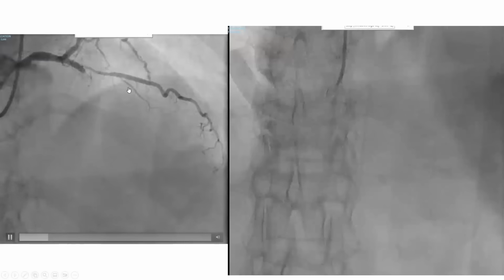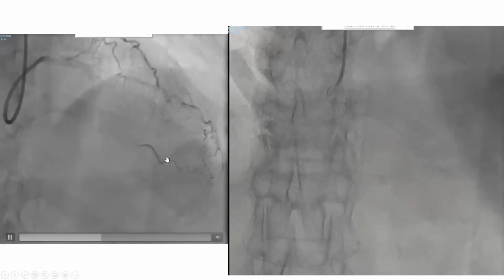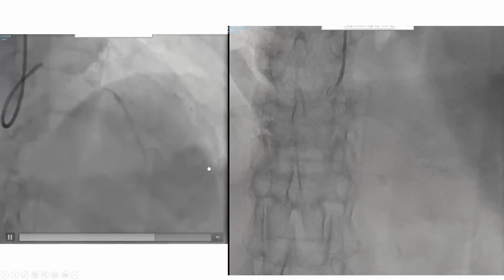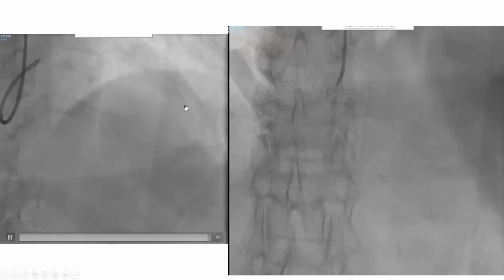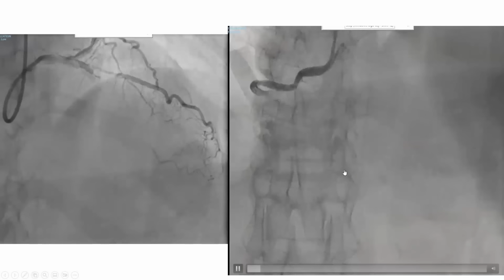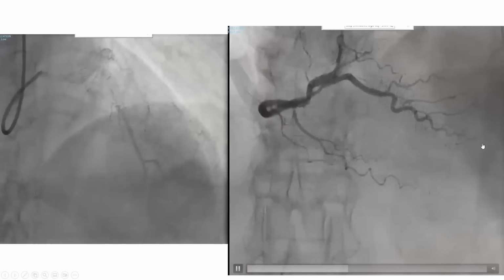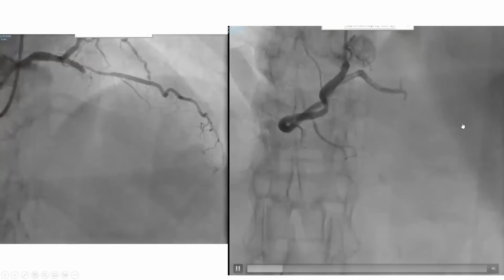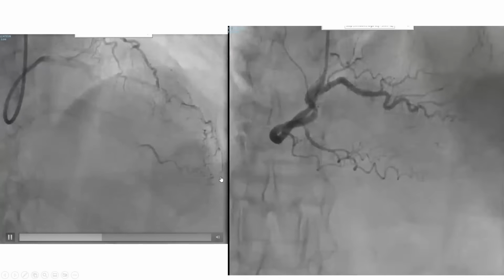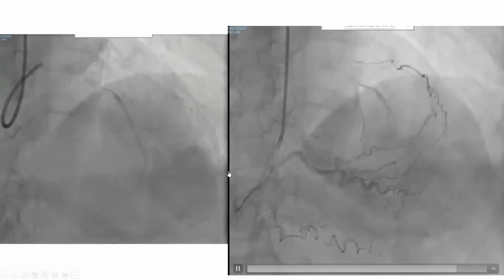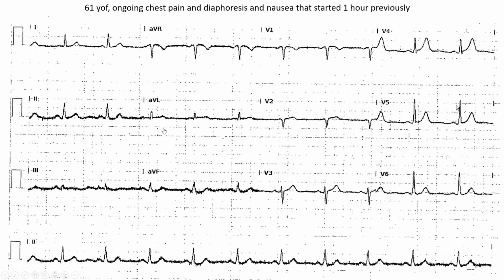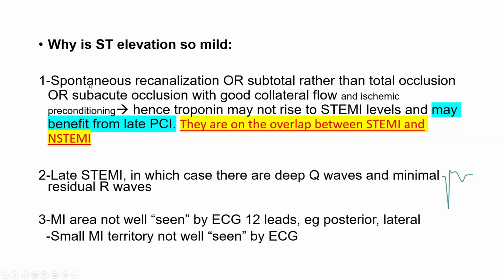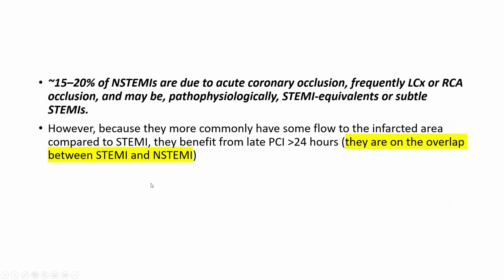Now, the LAD, even though it's occluded, has good grade 3 collateral, CC2 collateral from that diagonal. It had also great collaterals from the RCA. You can see here are collaterals to the diagonal and to the LAD from the RCA. And again, that probably explains why, even though it's a total LAD occlusion, she did not have pronounced ST elevation. She's not subtotal, she's total, but she has probably subacute with good collateral flow.